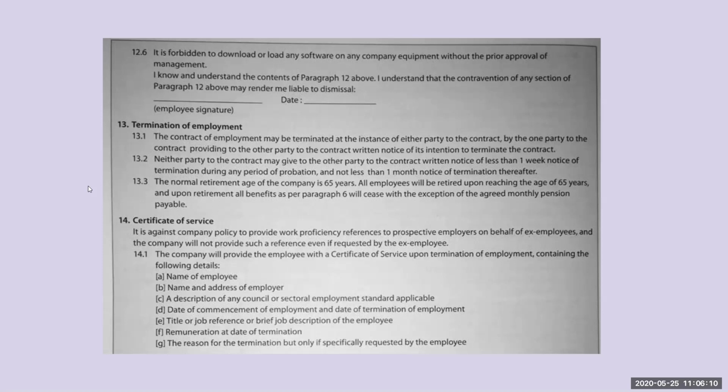The normal retirement age of the company is 65 years. So when I reach the age of 65 years, I might be expected to retire.